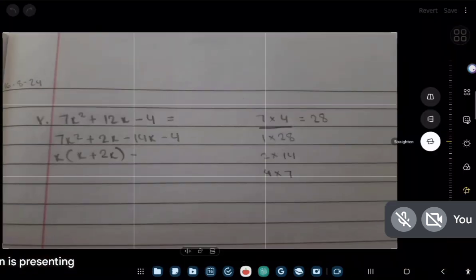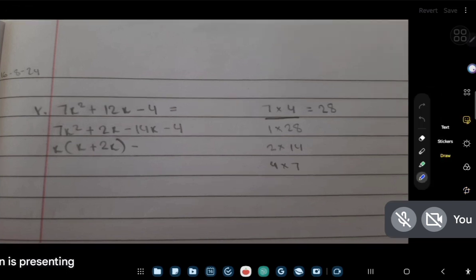So you've got 2x plus 1. What if you took minus 2 common? So if you take minus 2 common, then you're left with minus 2 bracket 7 bracket x, and you have minus 2 bracket 2, right?